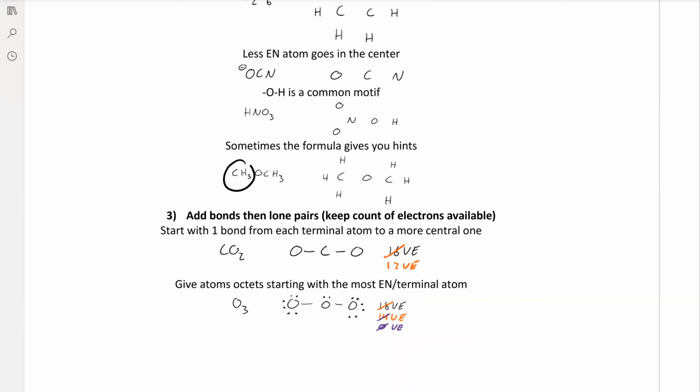Sometimes the formula gives you a hint, right? So CH3OCH3 tells you that there's 2 CH3s on either end, and then there's an oxygen in the middle.